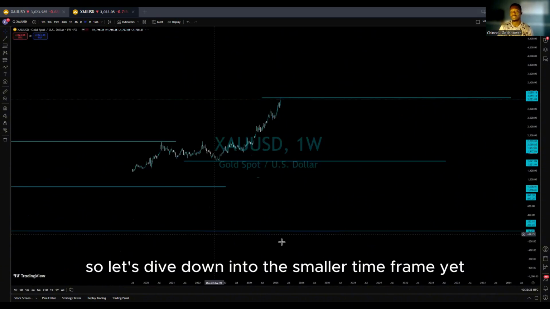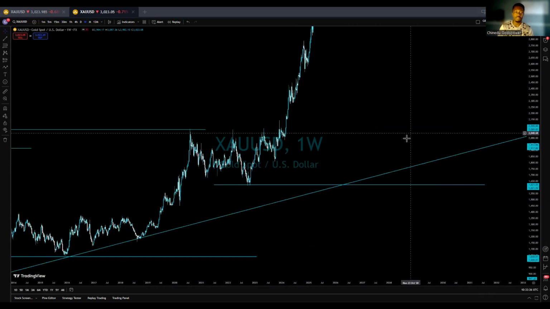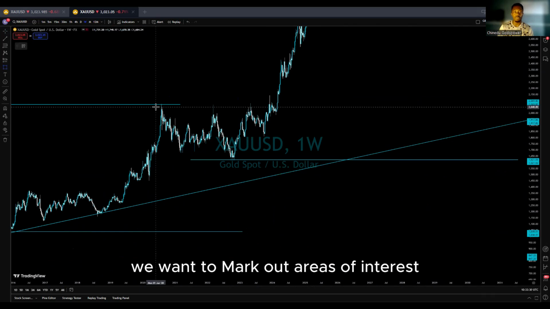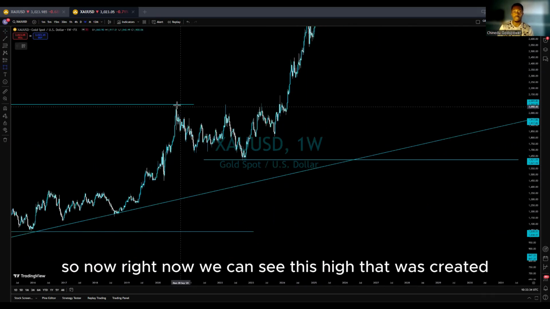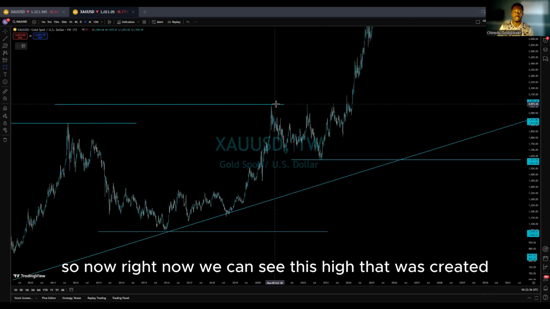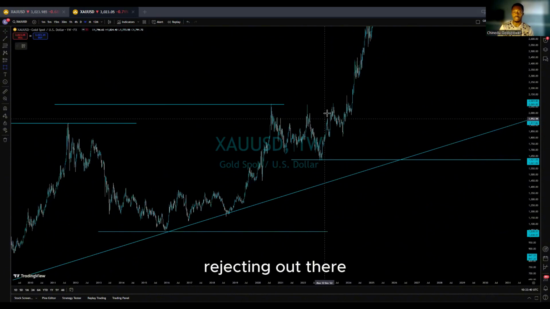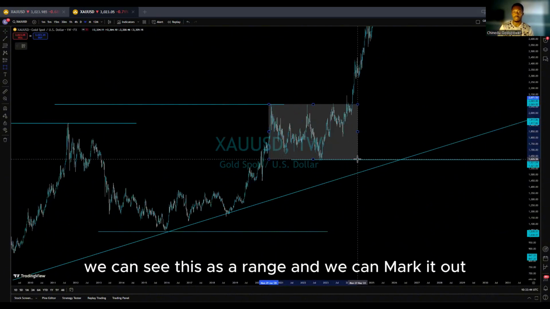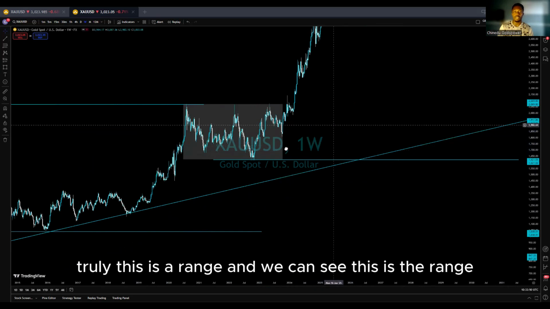So let's dive down into the smaller time frame. Now from the smaller time frame, we want to mark out areas of interest. Right now we can see this high that was created, this higher high. You can see that there were some highs rejecting right there. We can see this as a range, and we can mark it out. And truly this is a range.